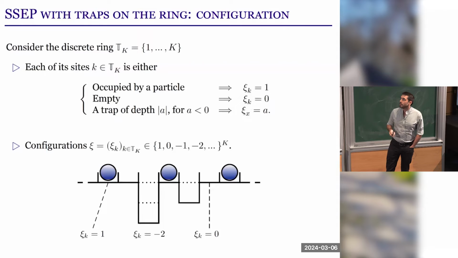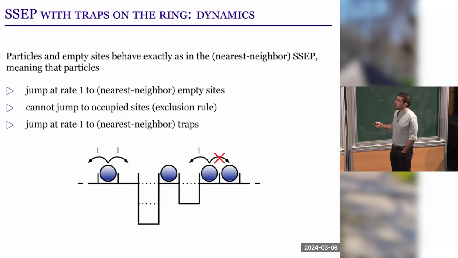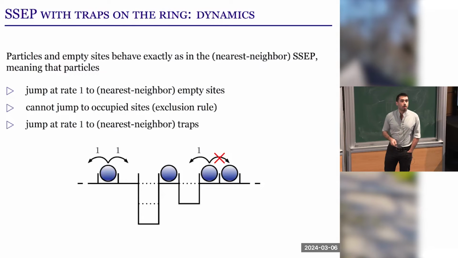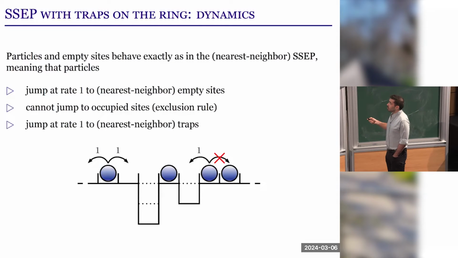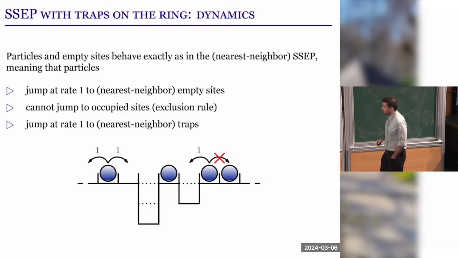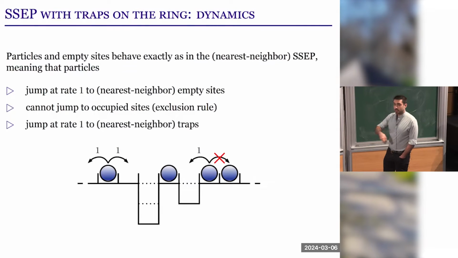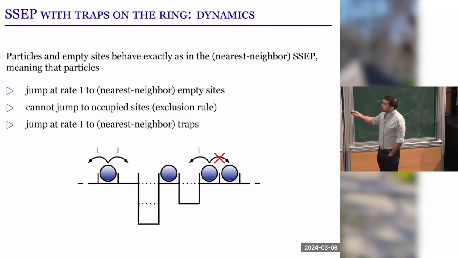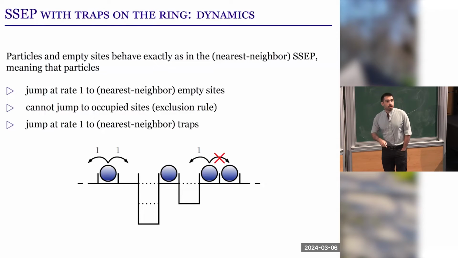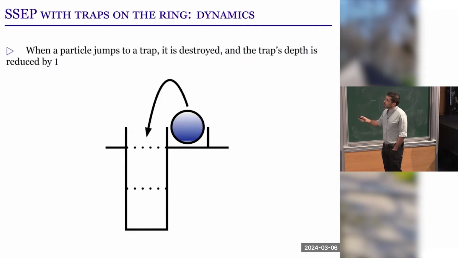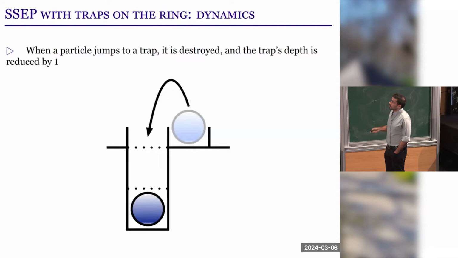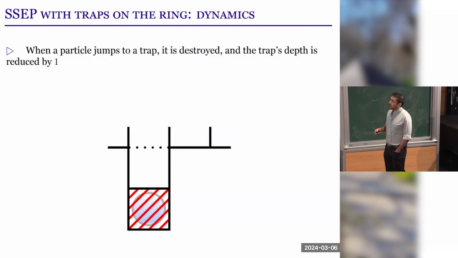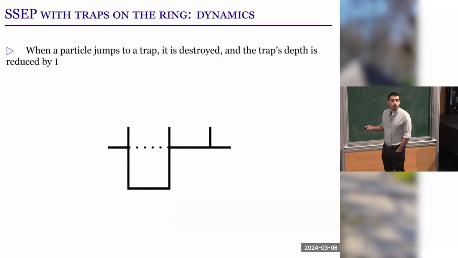Now, of course, I need to talk about the dynamics. The dynamics is going to be very much like the SSEP, which means that particles are going to jump at rate 1 to any neighboring site, provided that the target site is not occupied. So for example, this jump is not allowed. Particles can jump to empty sites just like in the SSEP. And now I have to define what happens when a particle jumps on a trap. Well, as you may expect from my drawings, when a particle jumps onto a trap, it falls down the trap, the particle is destroyed, and the trap loses 1 depth.